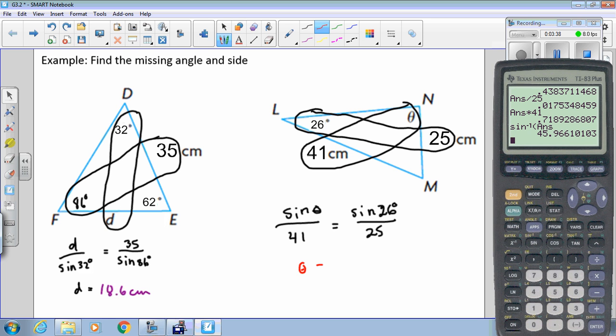Theta would be 46 degrees. There you go. That's how you use the sine formula to find a missing angle or missing side.